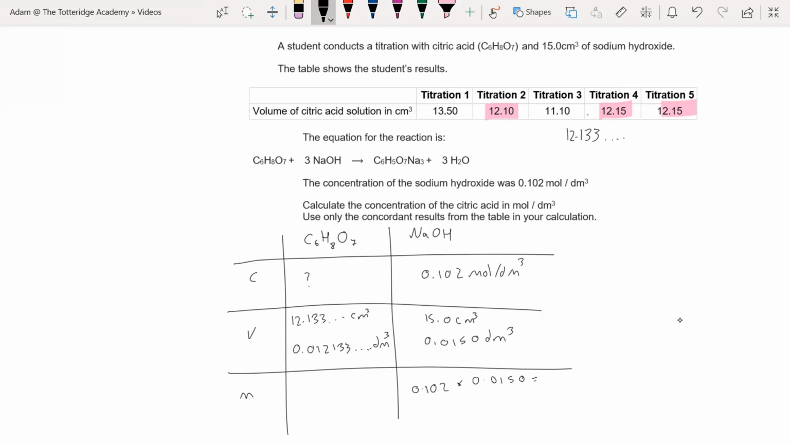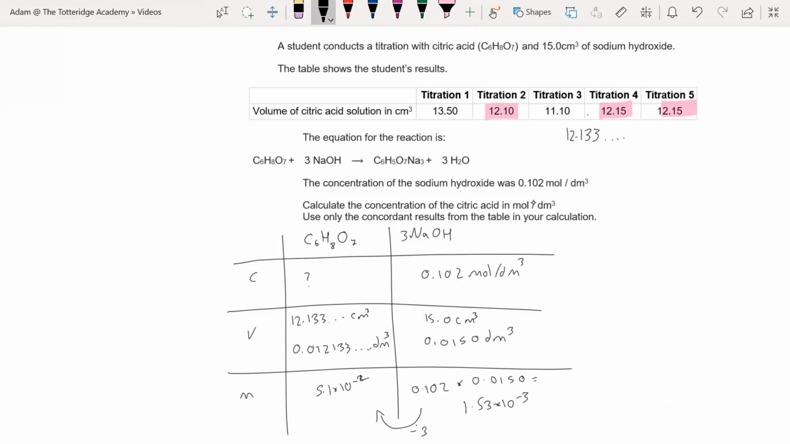That gives me 1.53 times 10 to the minus 3. Now my molar ratio here is 3 to 1. I've got 3 in the question here to 1 there, so I actually need to divide that by 3. I'll divide 1.53 times 10 to the minus 3 by 3 and I get 5.1 times 10 to the minus 4.